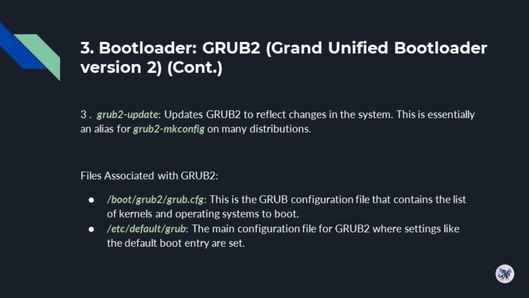Files associated with GRUB 2. /boot/grub2/grub.cfg. This is the GRUB configuration file that contains the list of kernels and operating systems to boot. /etc/default/grub. The main configuration file for GRUB 2 where settings like the default boot entry are set.